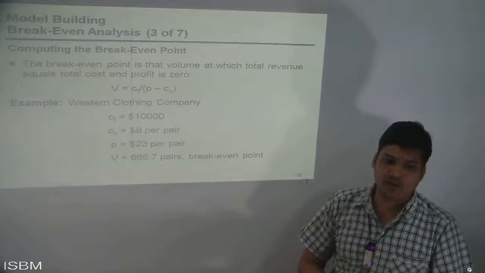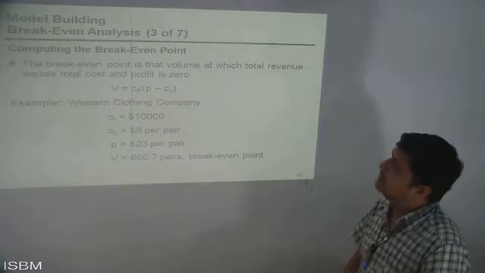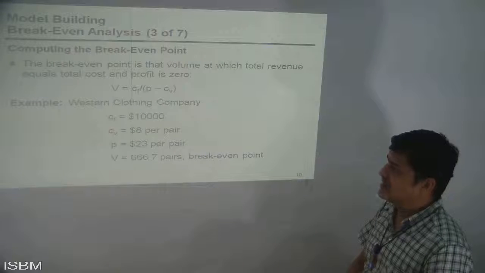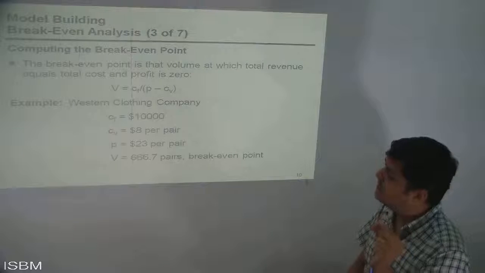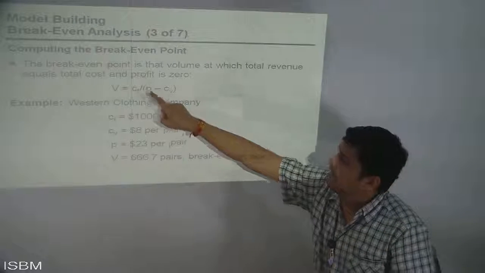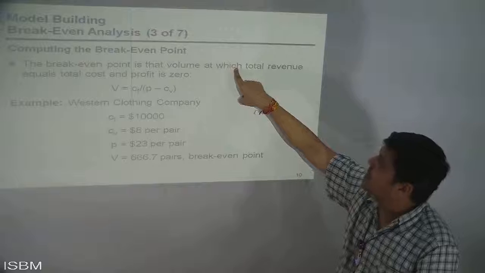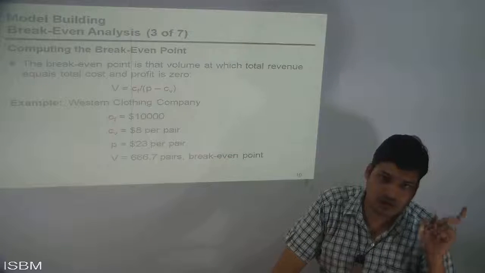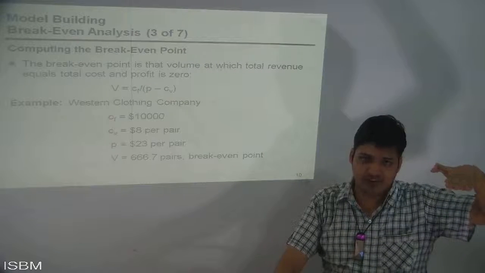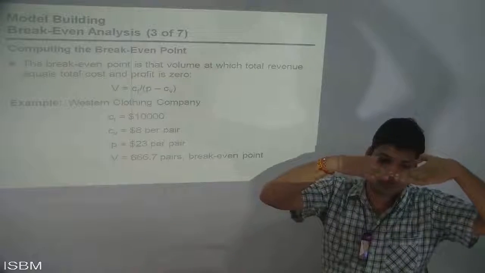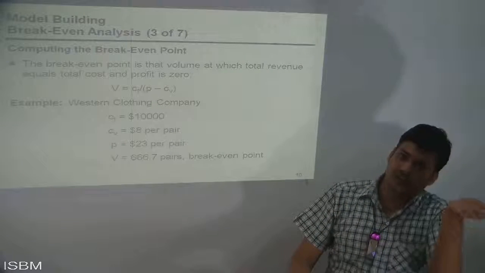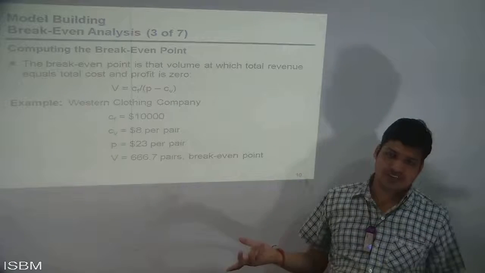So computing the break-even point, let's see how you compute it. The break-even point is the volume at which the total revenue equals the total cost and profit is zero. I have told you, always at the break-even point, profit will be zero. Read carefully: the break-even point is the point where total revenue is equal to total cost and the profit is zero. When the total revenue is equal to total cost, obviously the profit is zero.